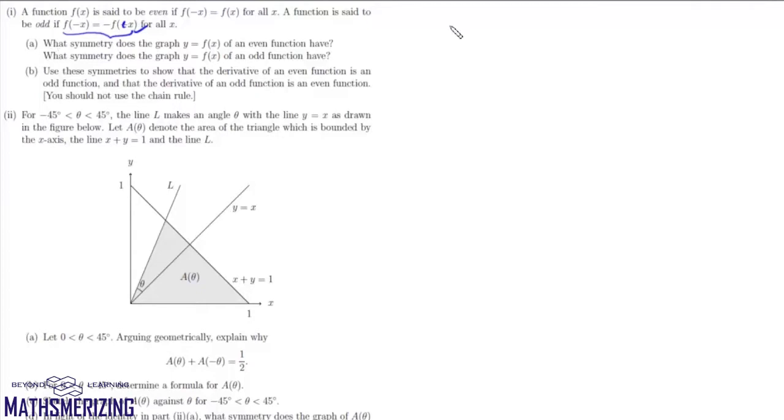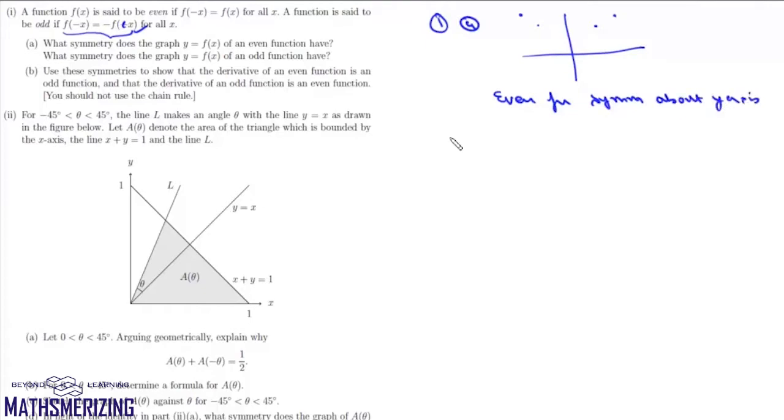Now the first part is, what symmetry does the graph of y equals f(x) of an even function have? Now when we have an even function, f(x) is equal to f(-x). So for all the values on the right, we have a corresponding value on the left. So an even function is symmetric about the y-axis.